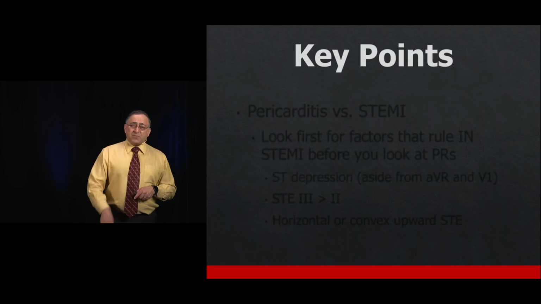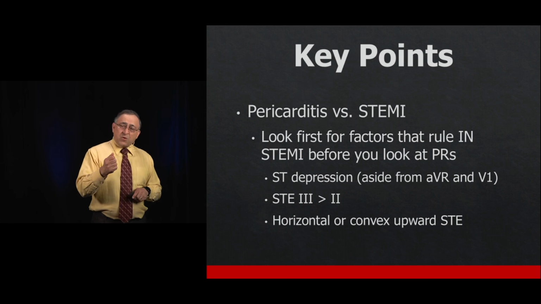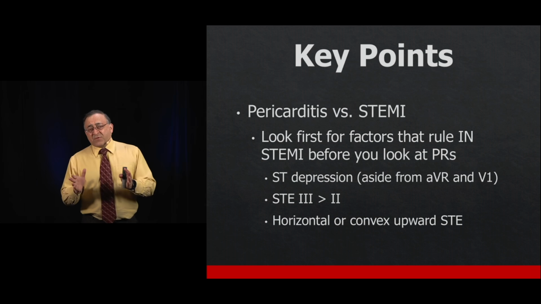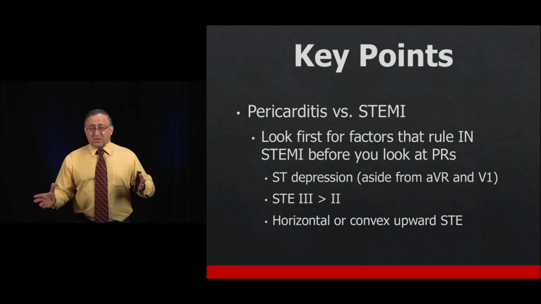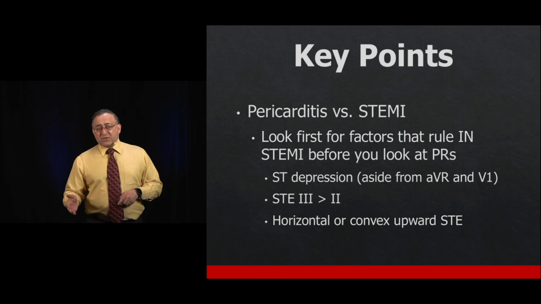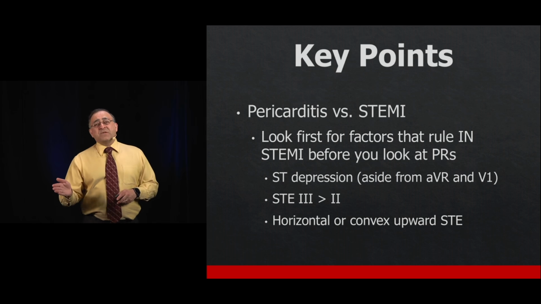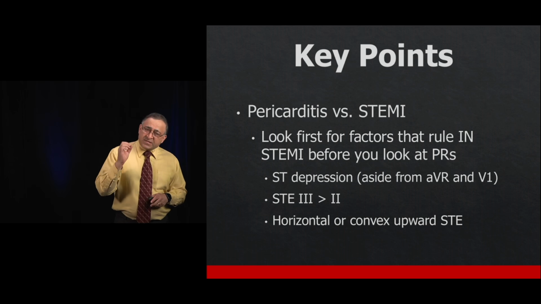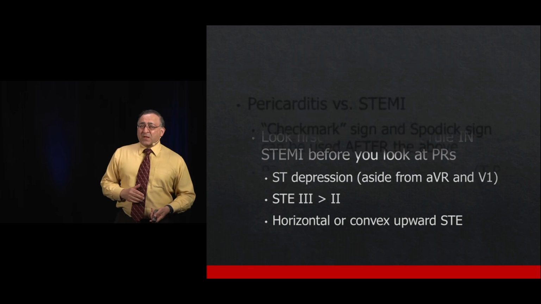So key points as we wrap up the pericarditis versus STEMI section. Again, the first thing you want to do is look for factors that rule in STEMI before you look at the PR segments. Look for ST depression, look at the ST elevation in 3 greater than a 2, and look for horizontal or convex upwards ST segment elevation. And if you see any of those, you're done. Just call it a STEMI and be done with that.